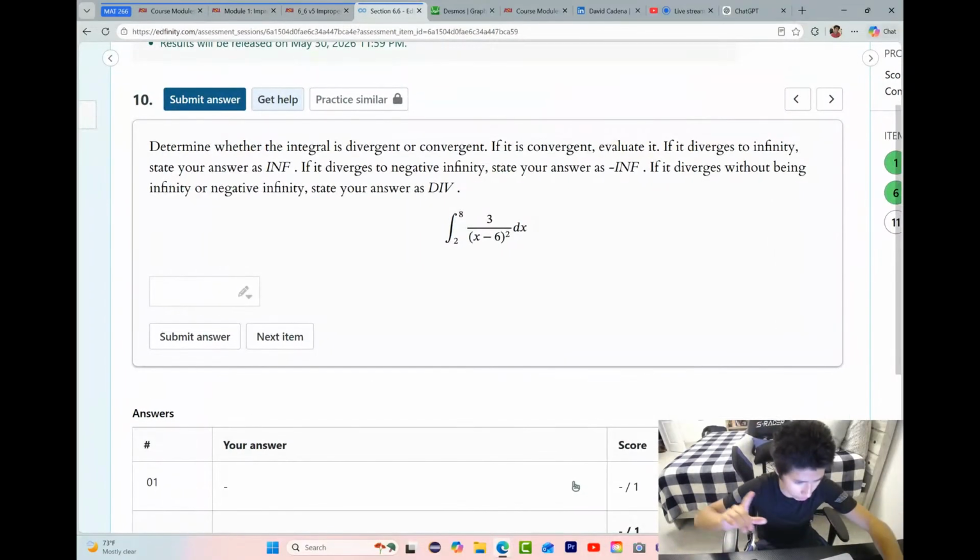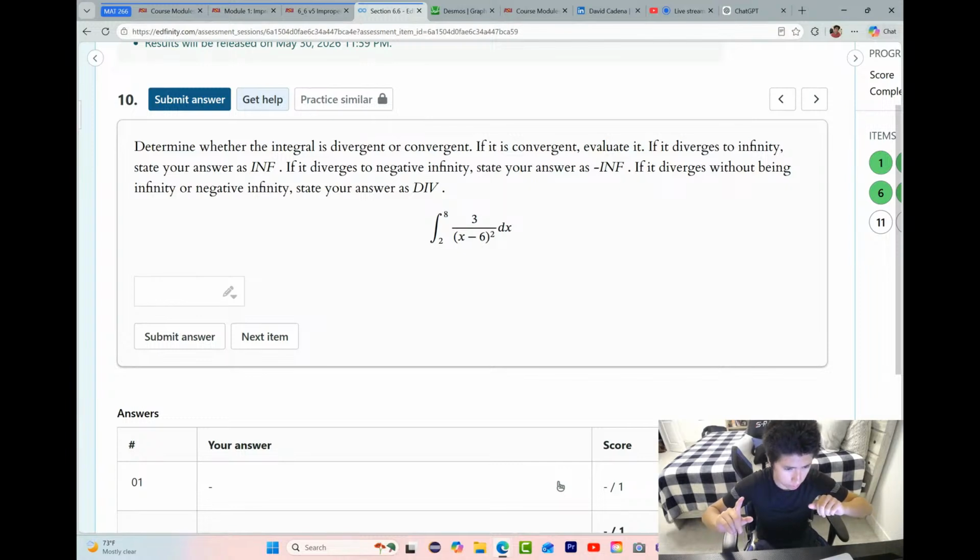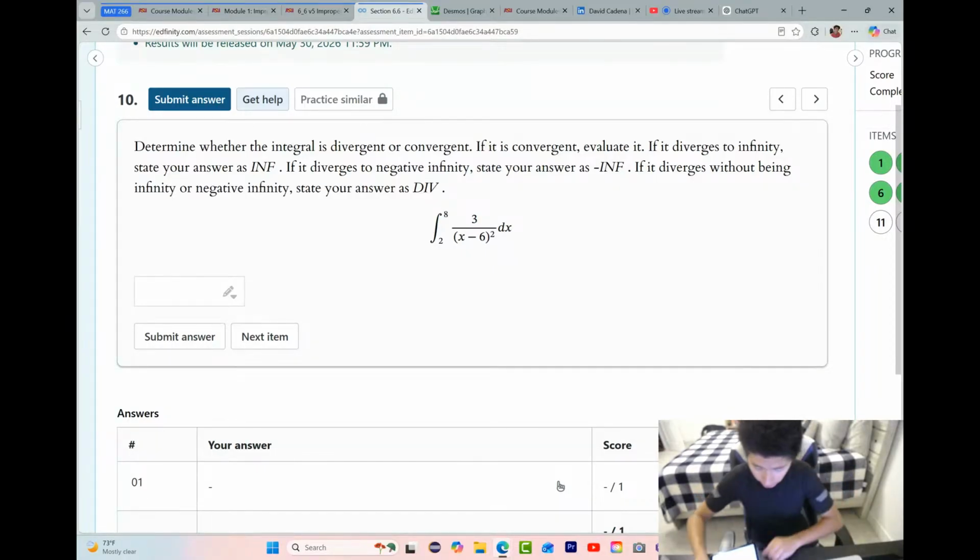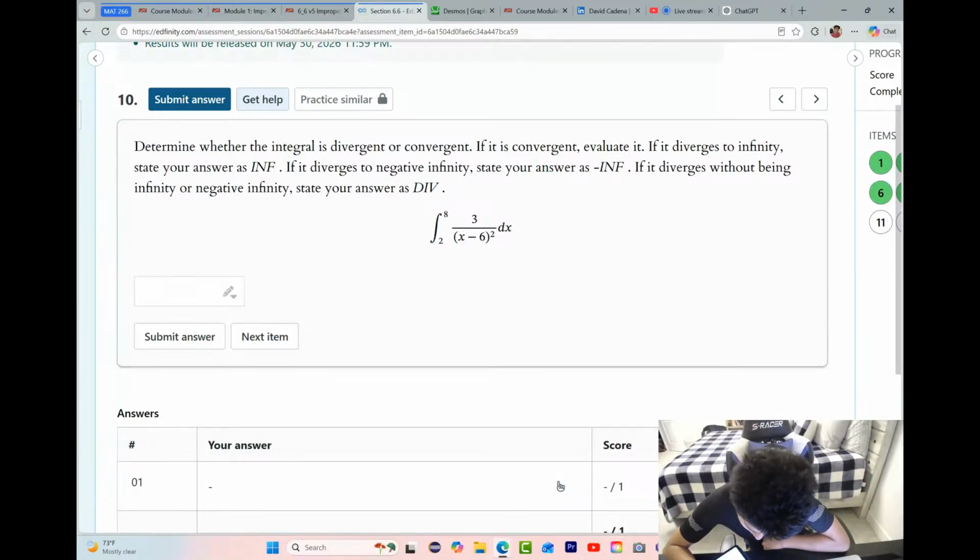Determine whether the integral is divergent or convergent. Oh, interesting. Well, I don't think that's divergent, but let's see. Anything could happen. So we have the integral from 2 to 8 of 3 over x minus 6 squared dx. We don't have any infinity. Okay, so this is just a normal definite integral, right?